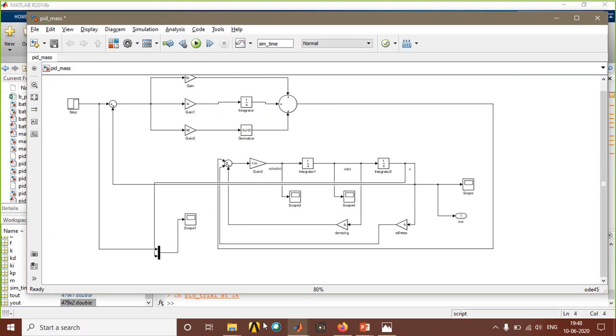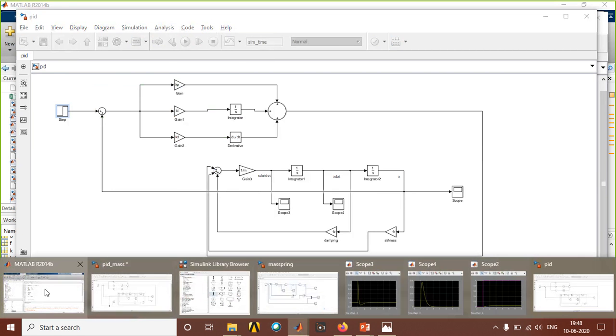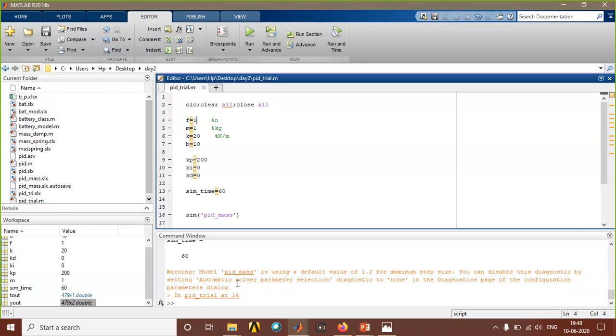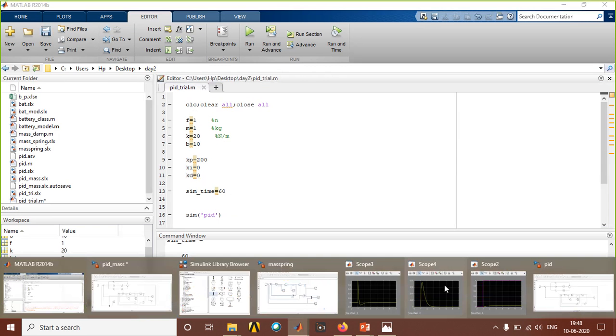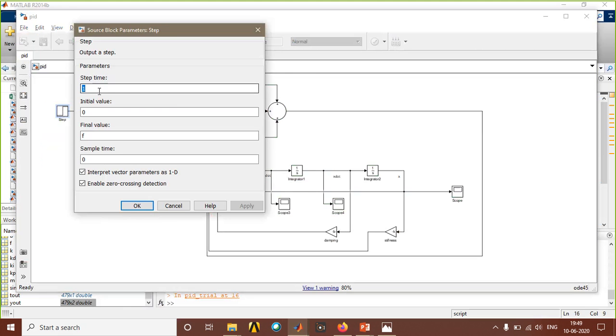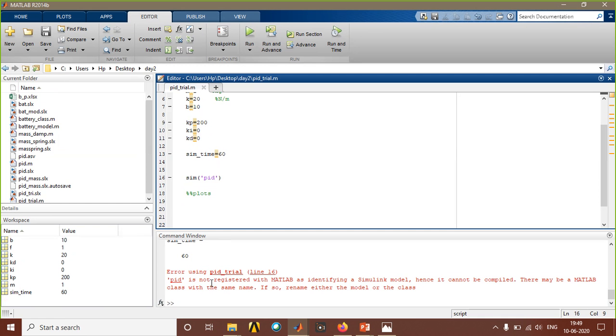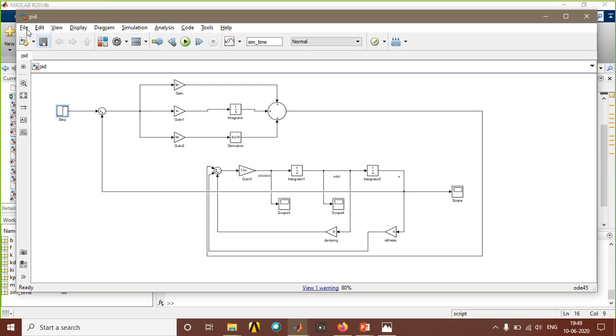Okay. Time of the step time one. Let us try this. I'll simulate this PID. Simulation time, KI, F I gave. It has initial value should be 0, step time should be 1, final value should be F. We have defined the F. Okay, let me try to run this. Same error.